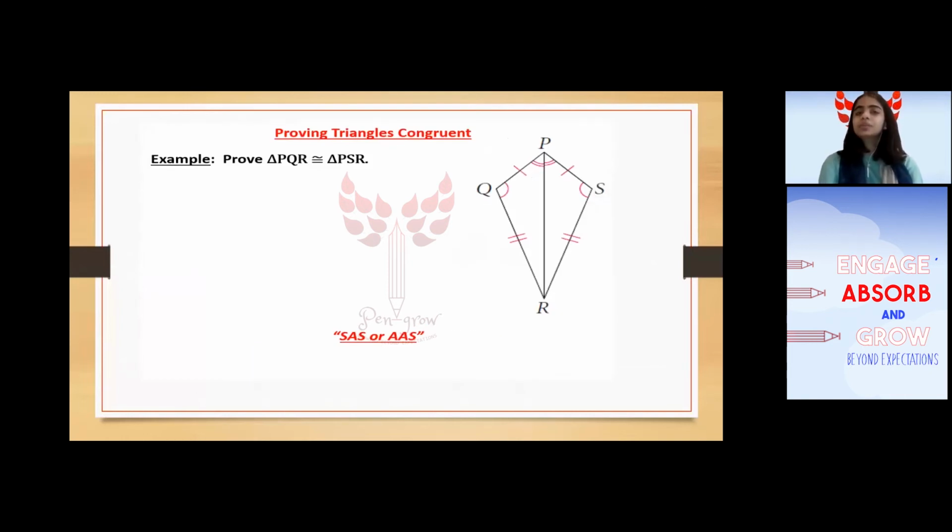Okay, here we can prove the triangles are congruent. How can we prove it? PS, QP are equal side, angle Q, angle S are equal angle, and QR and SR are equal side. So side, angle, side. One more property, line PR is actually bisecting the angles. So the angles are being divided into half. So these angles are equal, then a side, then an angle. So angle, side, angle. We can even say angle, angle, side.